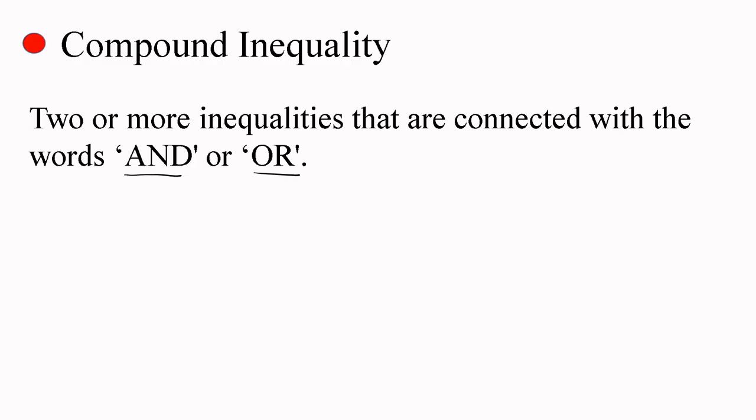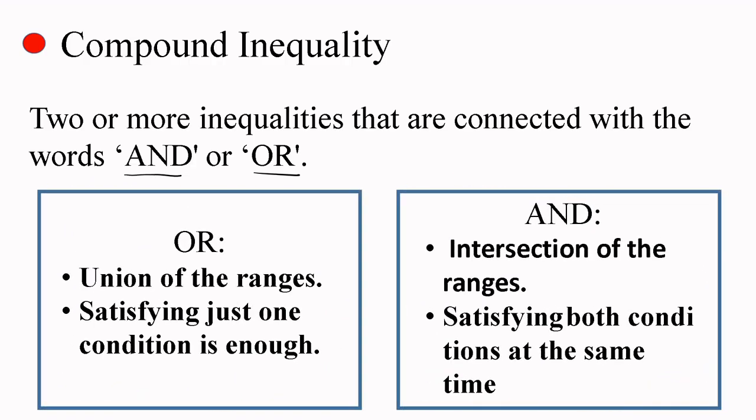Okay, what does it mean when we say we have "or"? Whenever you have "or", you must solve each inequality separately. Then you must find the union of the ranges. It means you must put the ranges next to each other. And of course, if your answer satisfies just one condition, it is enough.